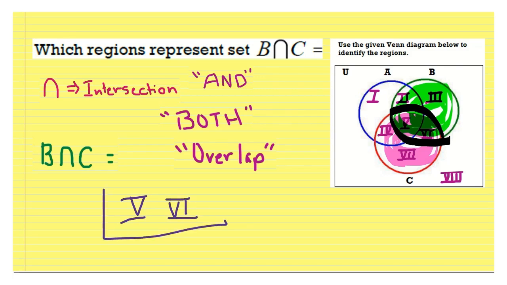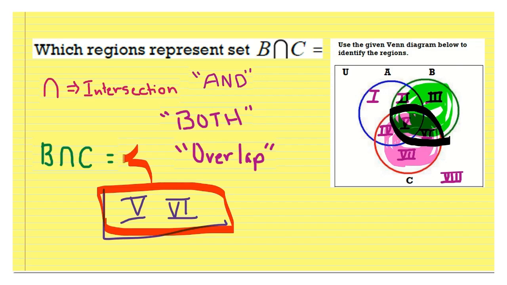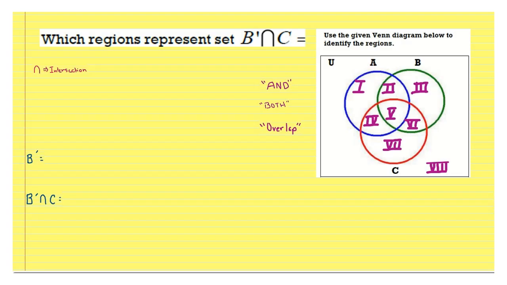Oops, I want a different color here. There we go. That is the answer to B intersected with C.